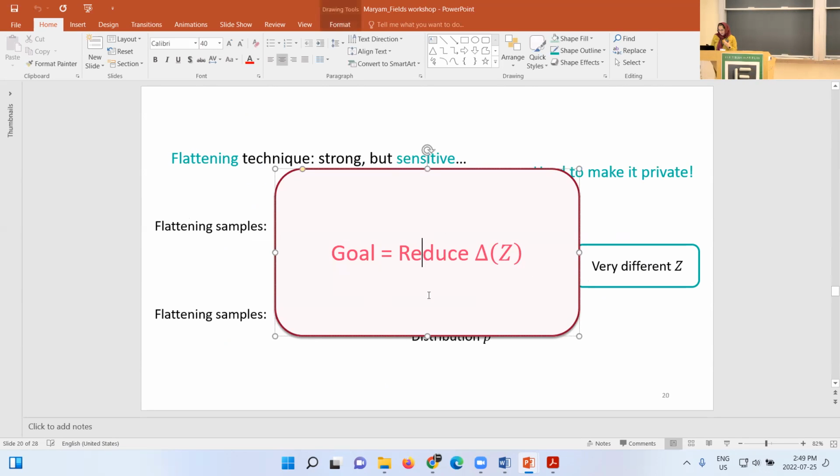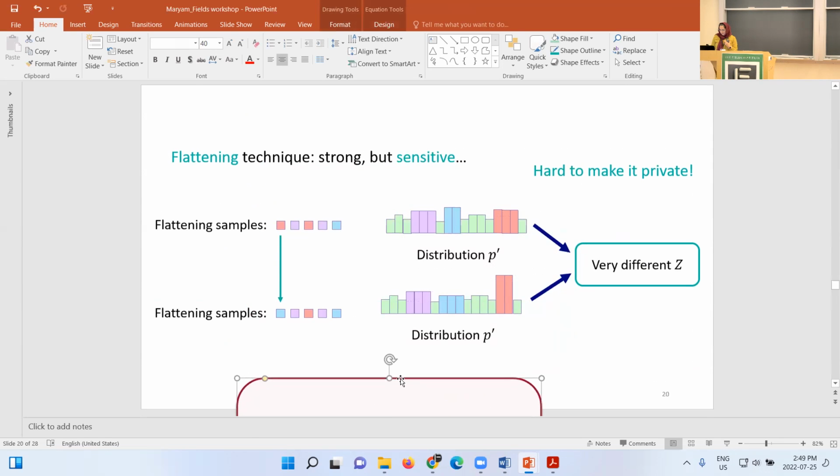Okay, I'm going to move this one so you can see what is below this. Okay.